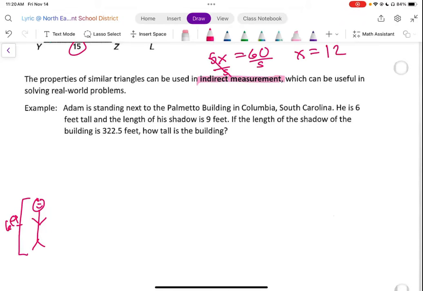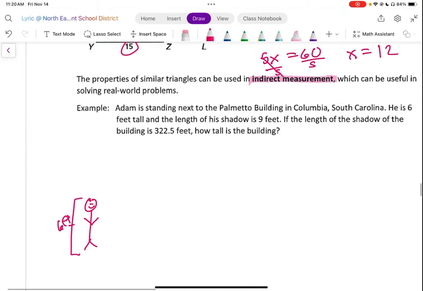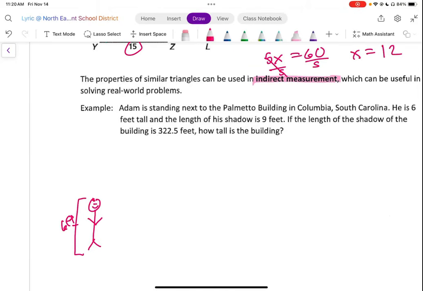And he's standing next to a building. The length of his shadow is 9 feet. Okay, maybe I need to fix this picture. The length of his shadow is 9 feet, and he's 6 feet.